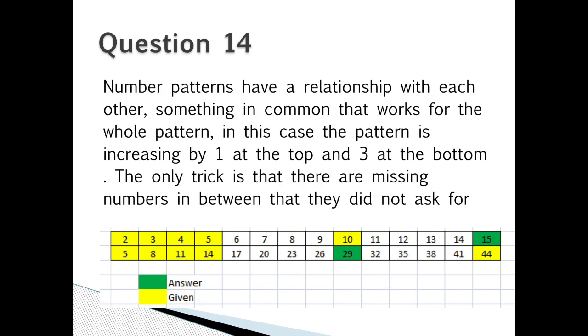Number patterns have a relationship with each other, something in common that works for the whole pattern. In this case, the pattern is increasing by 1 at the top and 3 at the bottom. The only trick is that we are missing numbers in between that they did not ask for. If we included them, we'd be able to see the pattern much more clearly. The missing numbers are therefore 29 and 15.